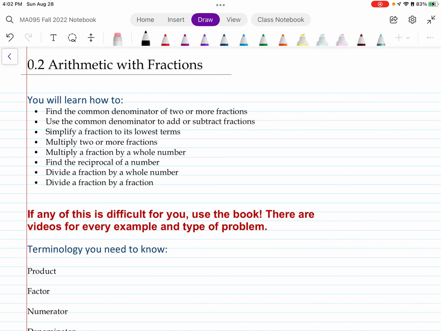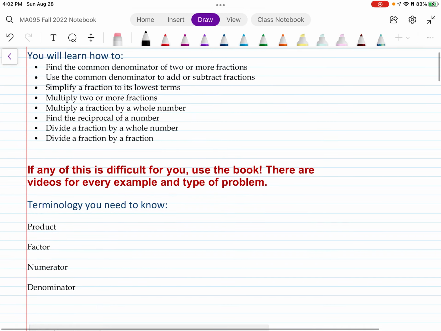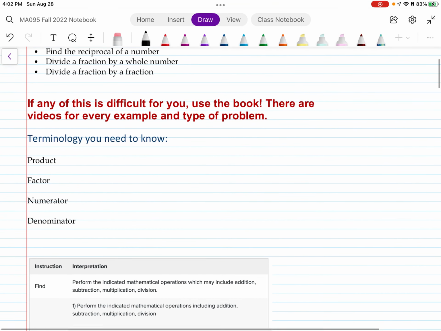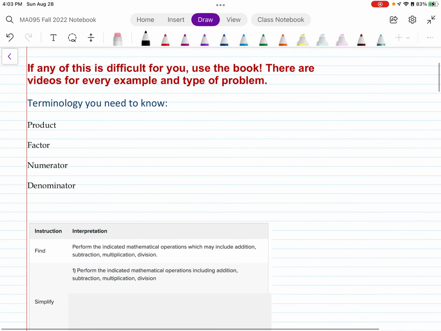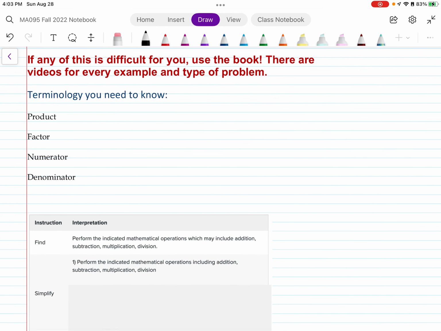Okay, so we are going to talk about a bunch of stuff having to do with fractions: addition, subtraction, multiplication, division, and reciprocals. So some terminology that you need to know. Oh, if any of this is difficult for you, please use the book. There are videos for every single example. There's an example and then there's a video after it with more examples. And the videos are quite good. So make sure you use the book if fractions are not your forte. I'm assuming many of you should be looking at the book.